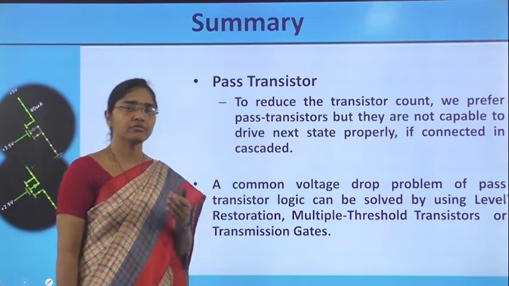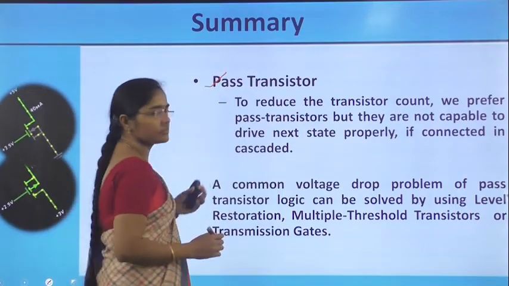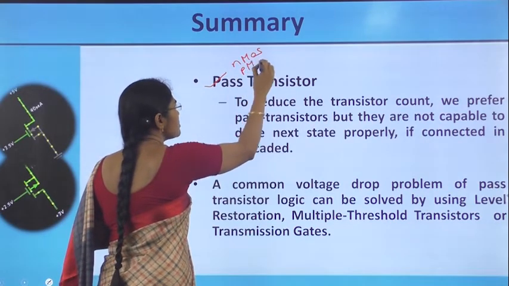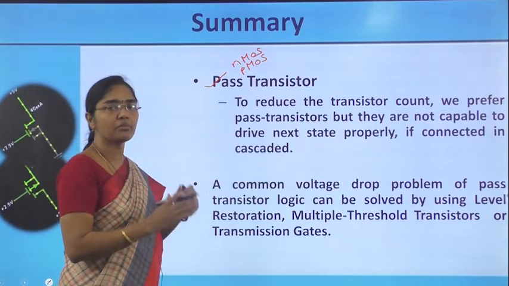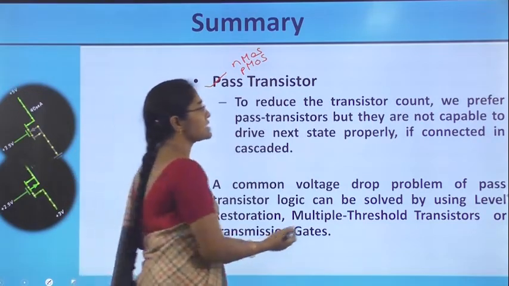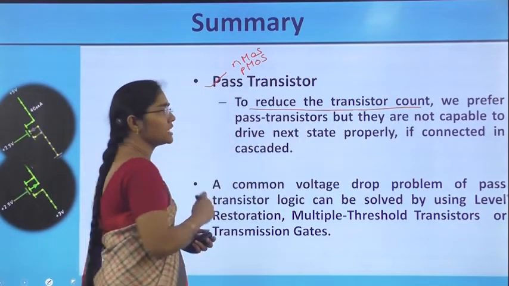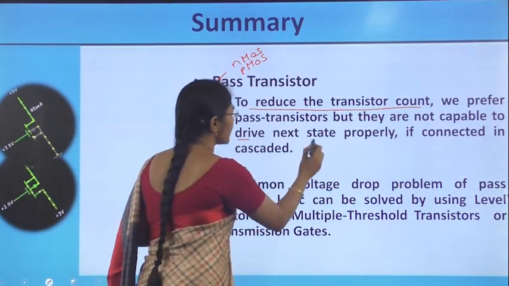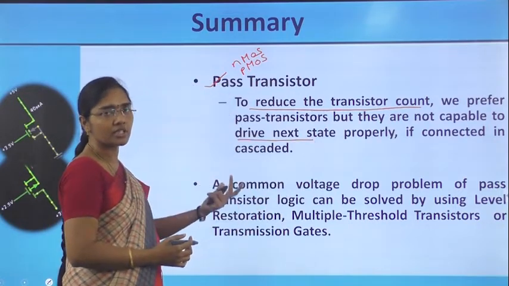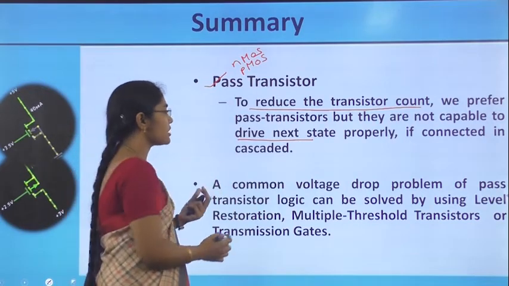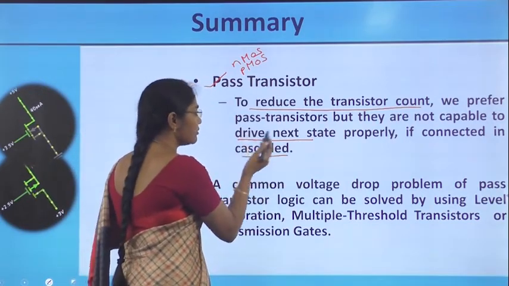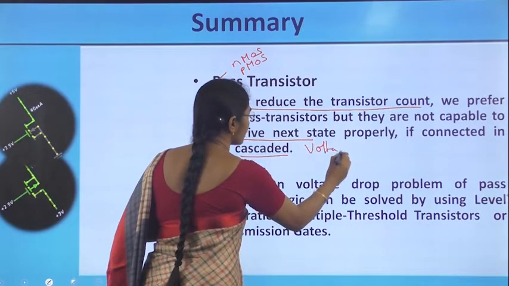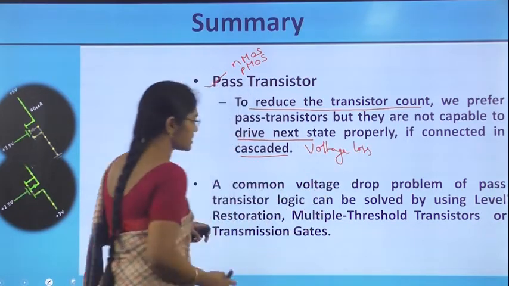What have we seen till now? We have seen the pass transistor concept. An nmos transistor or a pmos transistor, when acting as an on switch, can be used as a pass transistor. And this pass transistor is used to reduce the number of transistors in a circuit. But what is the problem here? It doesn't drive the next stage. They are not capable of driving the next stage at the fullest level, because whenever they are connected in cascade, they have a problem of voltage degradation or voltage loss by the VT voltages.